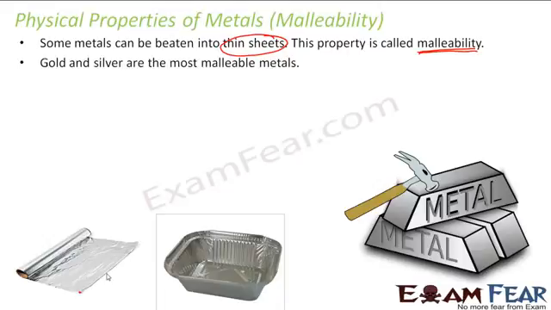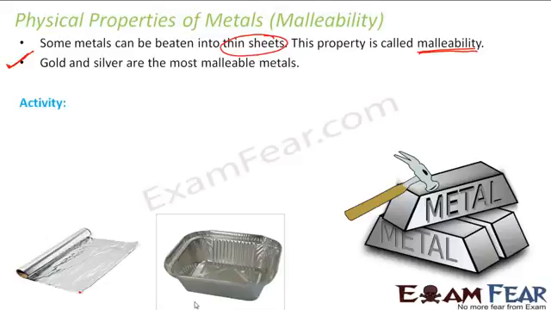Gold and silver are the most malleable metals. But they are not used for aluminum foils. Why? Obviously because it's very costly. You can't afford an aluminum foil to wrap your food and throw it because it's very costly. So generally we use aluminum because it's a little cheaper, right?